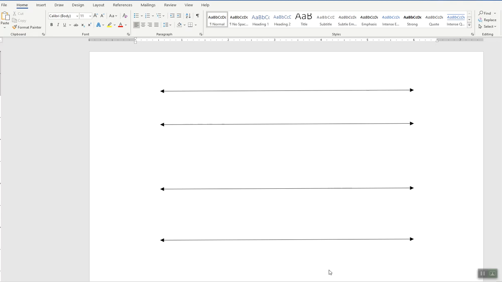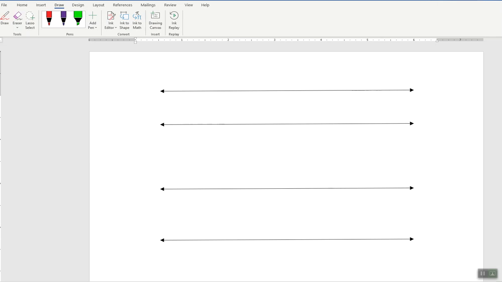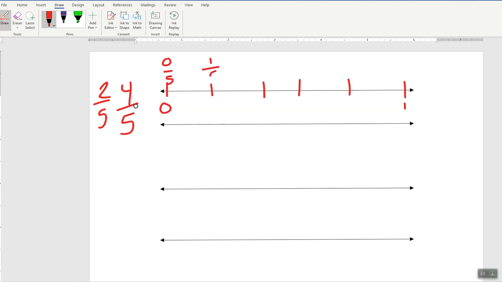Okay, so let's look at comparing fractions with the same denominator. So let's say we have 2/5 and we have 4/5. Okay, so let's put them on our number line. So we want to go from 0 to 1. And I want to divide it up into fifths. So 0 out of 5, 1 out of 5, 2 out of 5, 3 out of 5, and 4 out of 5, and 5 out of 5.